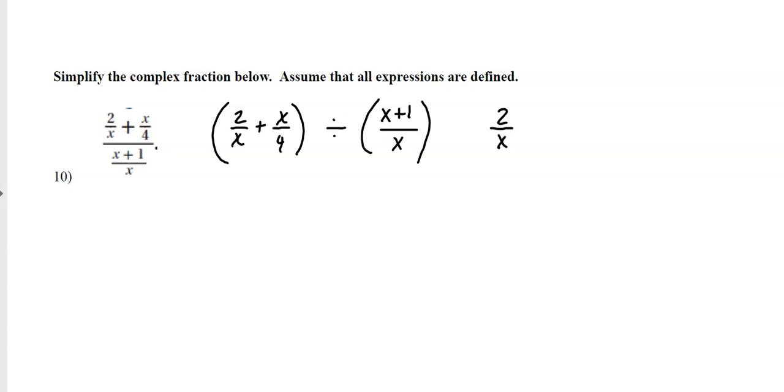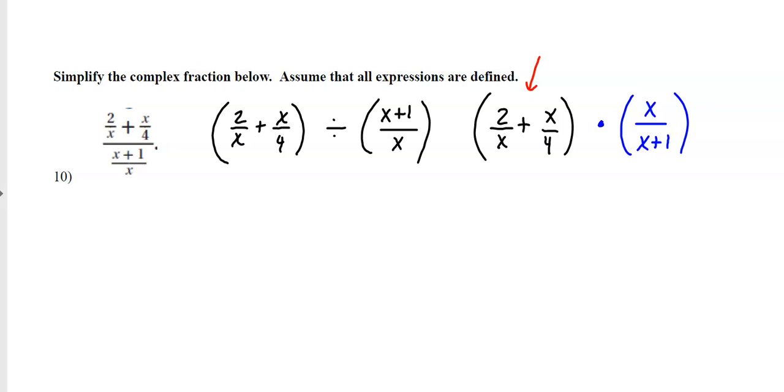So I'm going to keep this one. And then I'm going to change to multiply. And then I'm going to flip it. And the nice thing about multiplication is I don't have to have common denominators, so I can just go straight across. But the problem is I do need to add that first. So in order to add that, I am going to have to find an LCM. And it looks like my LCM is 4 times x.